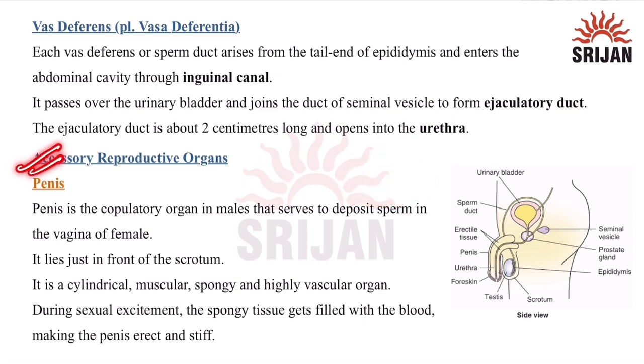Now, accessory reproductive organ, penis. It is the copulatory organ in males and serves to deposit the sperm in the vagina of the female. It lies just in front of the scrotum, as you can see in the diagram, and it is a cylindrical, muscular, spongy, and highly vascular organ. During sexual excitement, the spongy tissue gets filled with blood, making the penis erect and stiff.